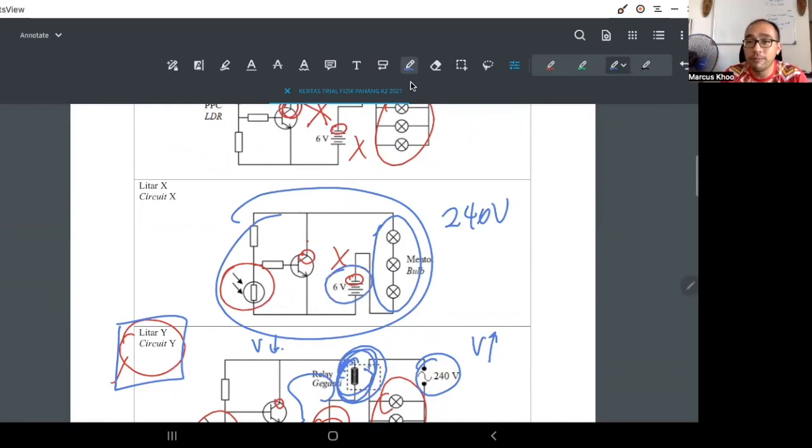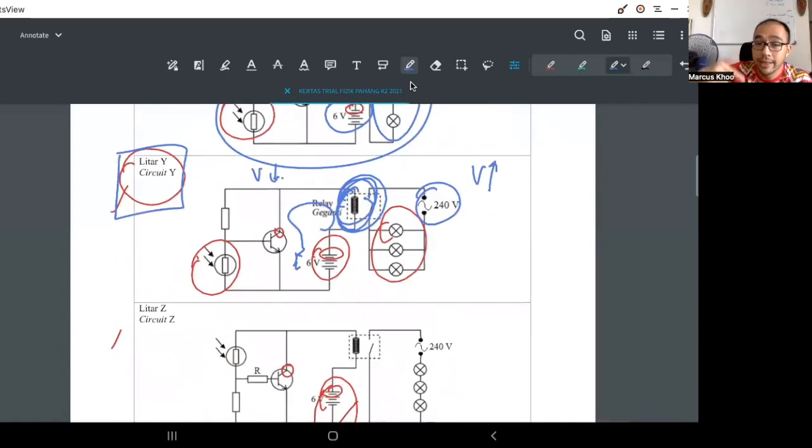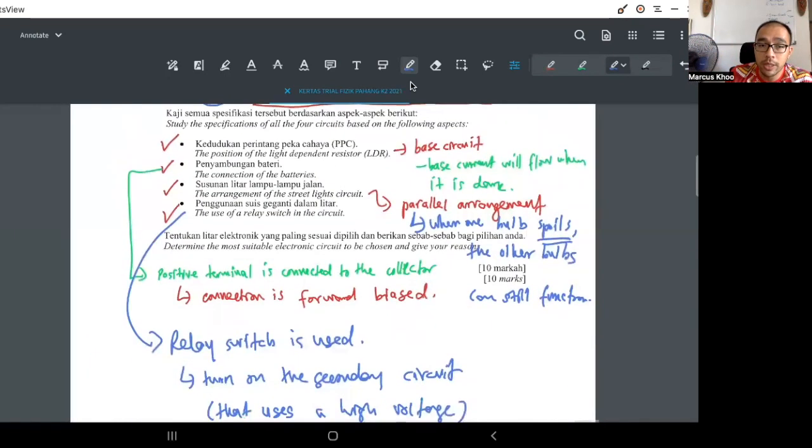How are you going to magnify it to 240 volts? So we use a relay switch for that, to turn on the secondary circuit that has its own power source of 240 volts, like in this case. So the best circuit is Y because the LDR is positioned at the base, this one is connected forward bias, they use a relay switch, and the bulbs are arranged in parallel. So this will be the answer for this.